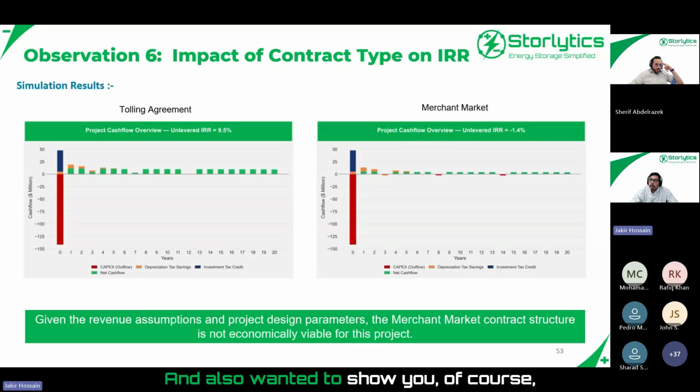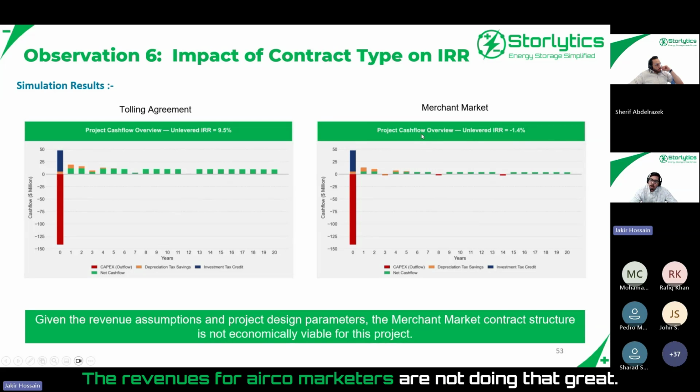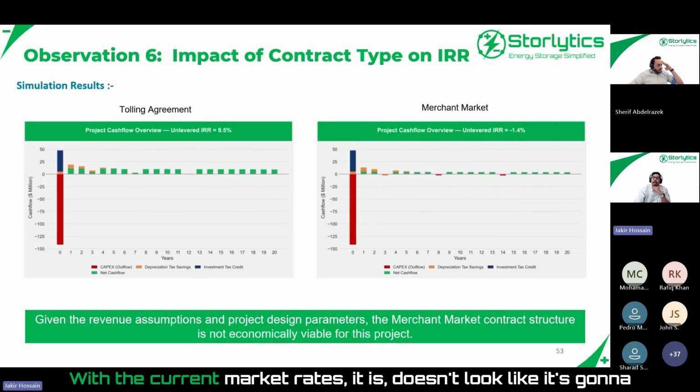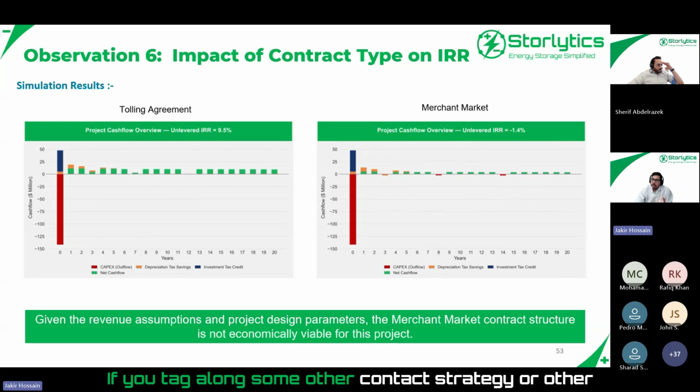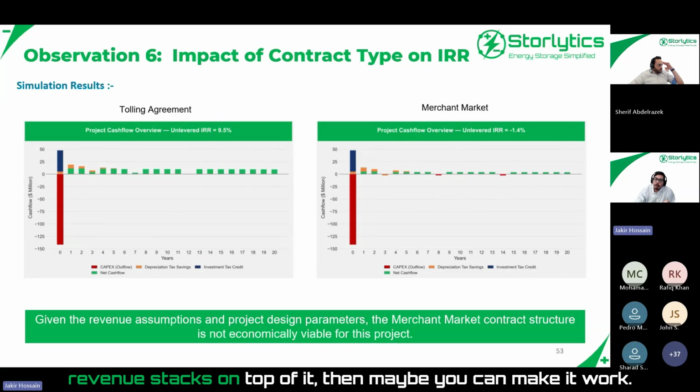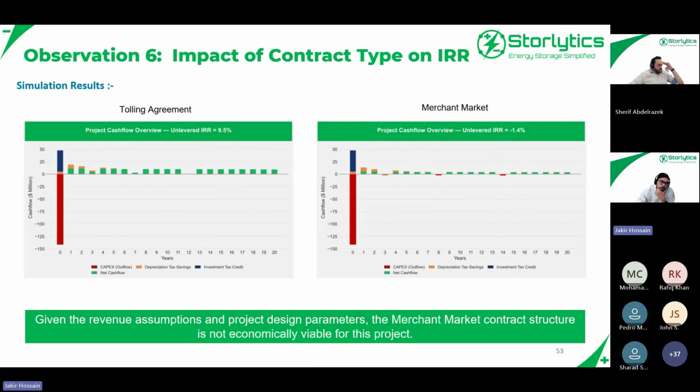And I also wanted to show you, of course, that different markets have different revenue streams depending on your contract structure. Your return is also going to be very impactful. That's very intuitive. But if you tie that for this example, with the tolling agreement, we got 9.5% for AC. For the merchant market, the revenues for the ERCOT market are not doing that great. With the current market rates, it doesn't look like it's going to be profitable going by the merchant market alone. If you tag along some other contract strategy or other revenue stacks on top of it, then maybe you can make it work, but just going by the merchant market makes it difficult to pencil out.